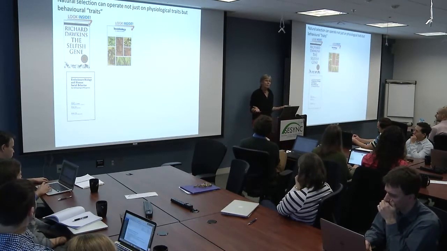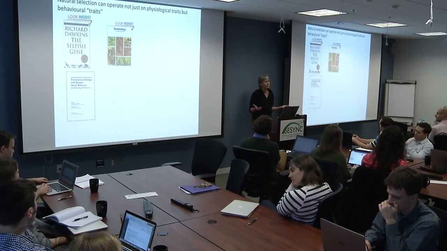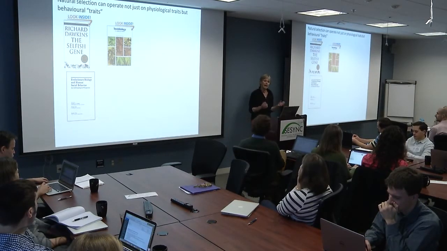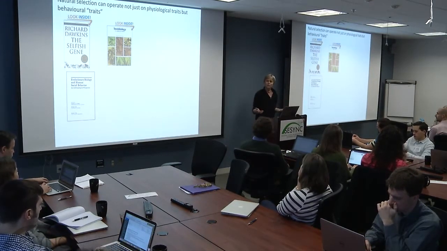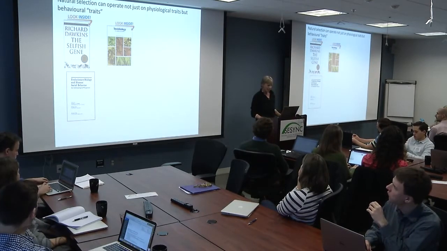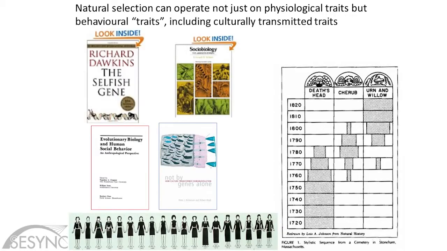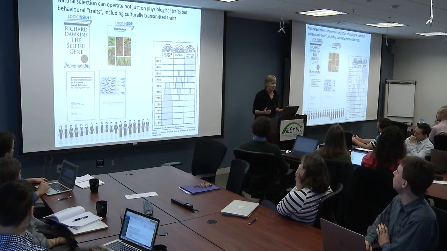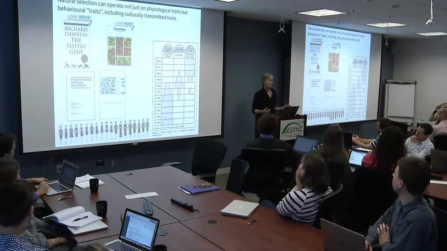So there was nothing new about applying evolution to humans. It was this focus on behavior that came out of the sociobiology revolution in the 1970s. In the early 1980s, Cavalli-Sforza and Feldman, Richardson and Boyd, and Bill Durham all produced books recognizing that we need to consider culturally transmitted traits.